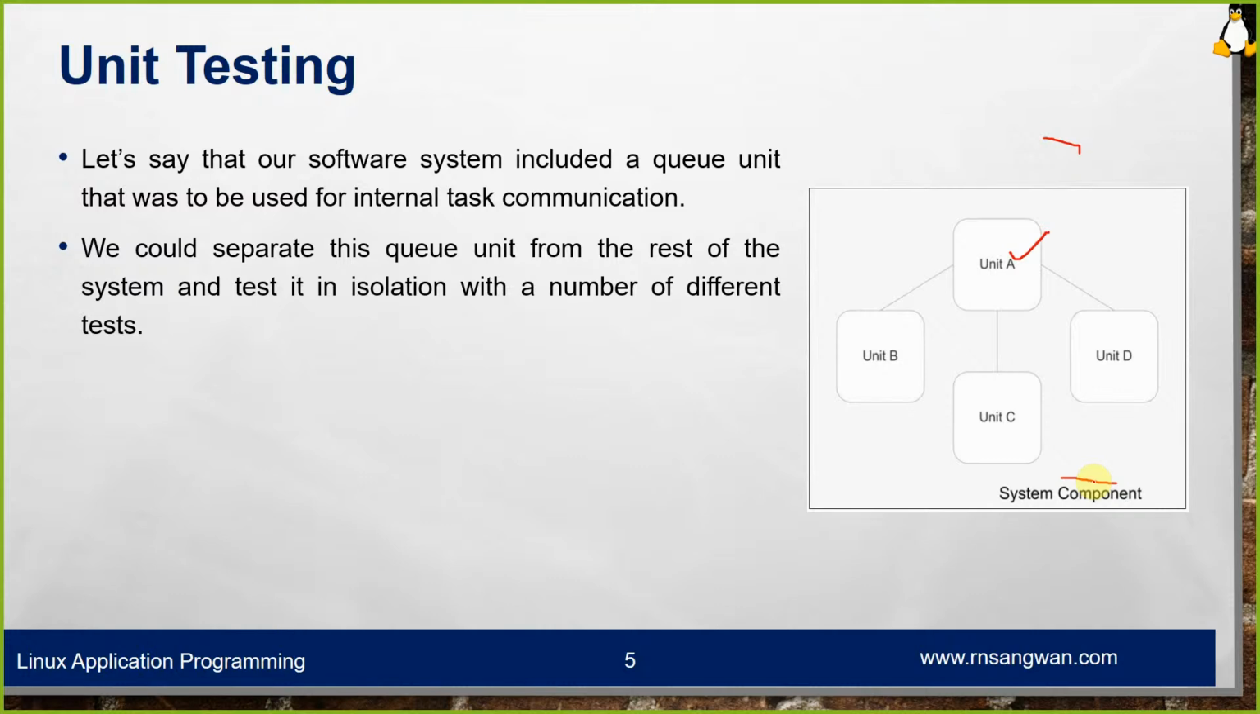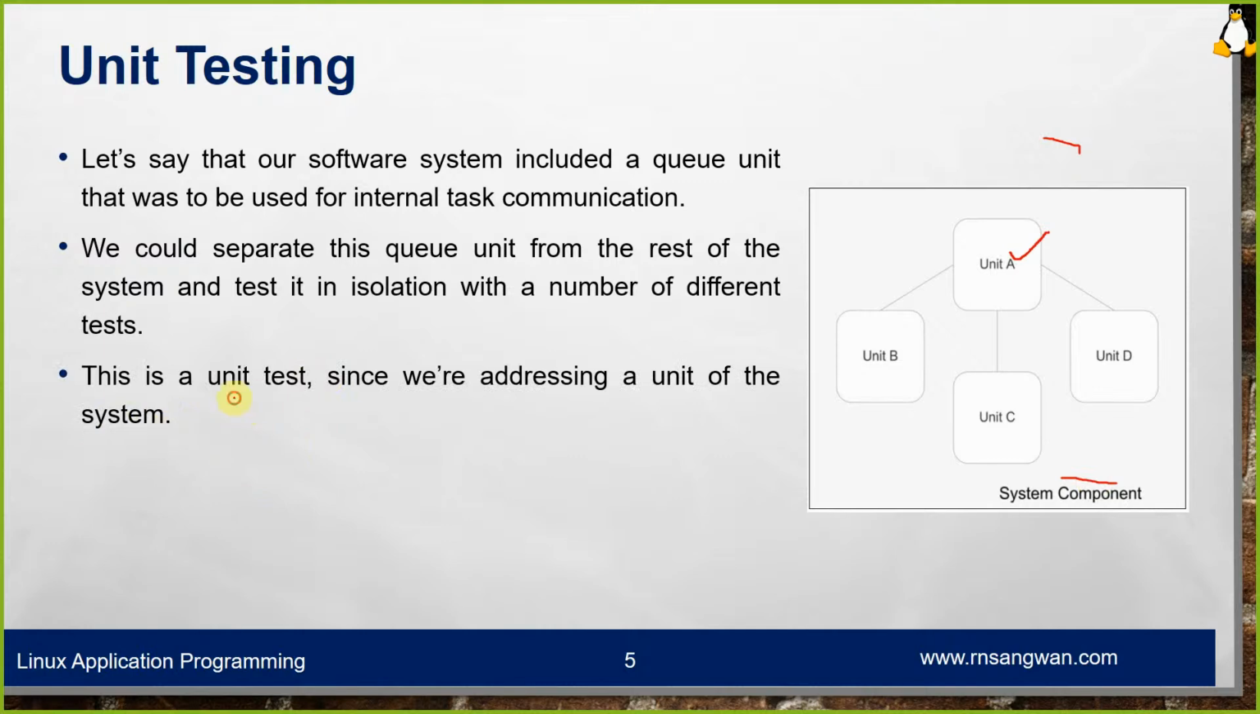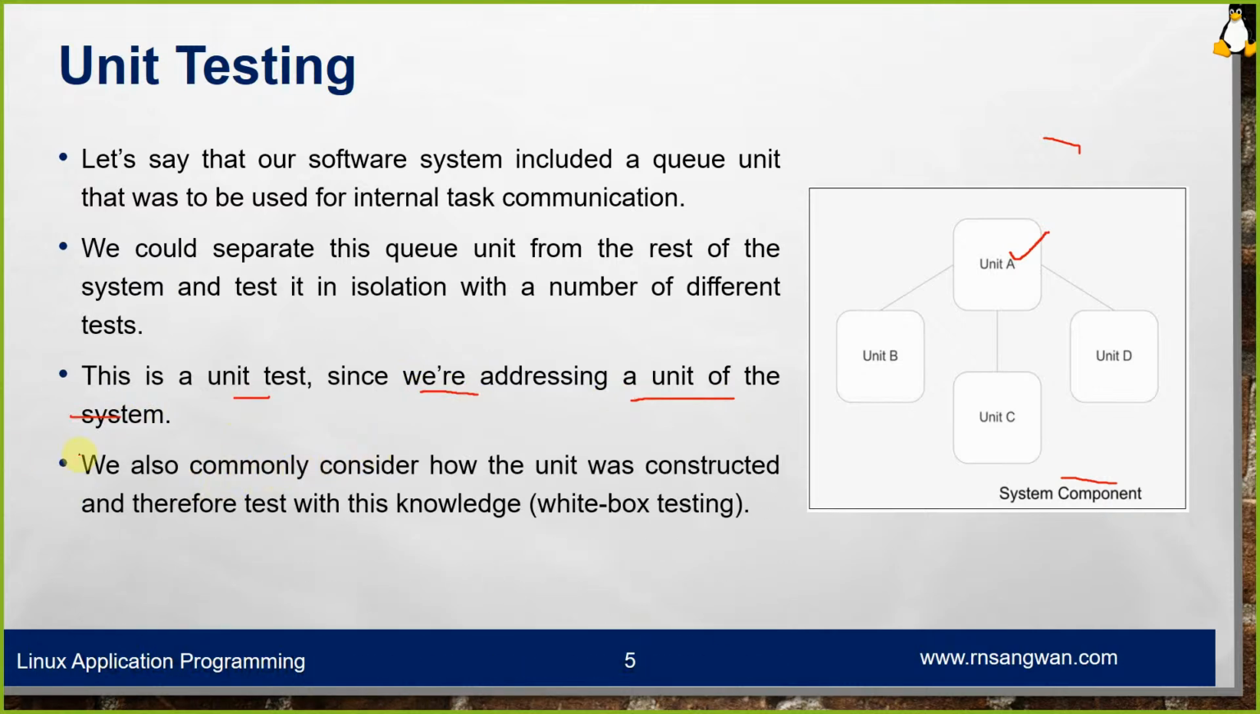Therefore, the first thing is the dry run. If you have the data in that unit test also, what you will be doing is sending some data and then waiting for the expected result. If the results are as expected, then your unit test passes. And that's how you will see in the examples also. We could separate this queue unit from the rest of the system and test it in isolation with a number of different tests. This is a unit test since we are addressing a unit of the system at a time. We also commonly consider how the units are constructed and therefore test this knowledge, and that is called white box testing. That means you know what you are testing, you know what your code is expected to do. So you know the working of the code and you are testing with the data. So you already know what you are testing, you know what results you are expecting. That is called white box testing.